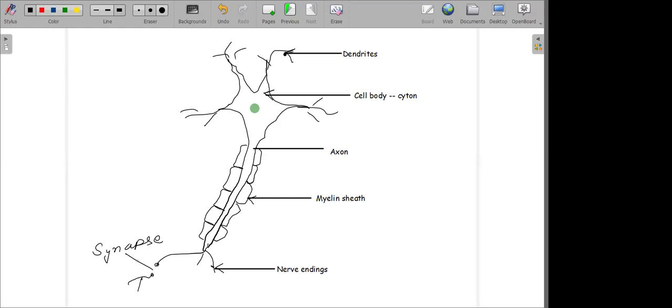Right? So here, these nerve endings release some chemicals according to the electrical impulses. Those chemicals are picked up by the dendrites of the other cell and again converted to electrical signals and transmitted. So, got it? Understood how the signals are transmitted from one place to another?